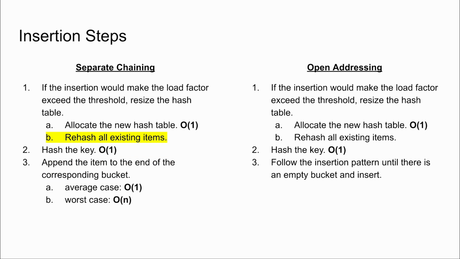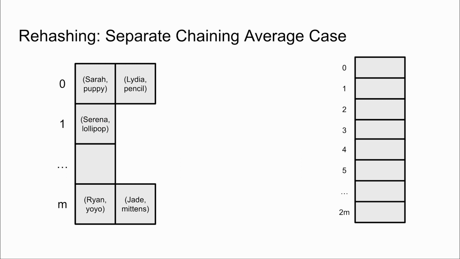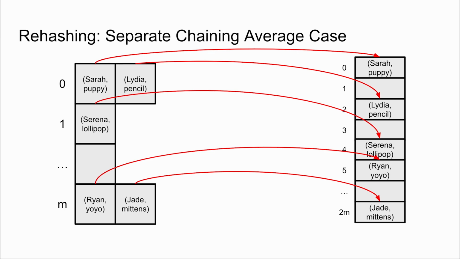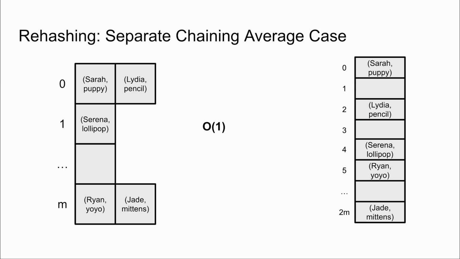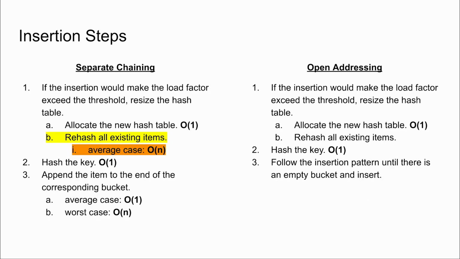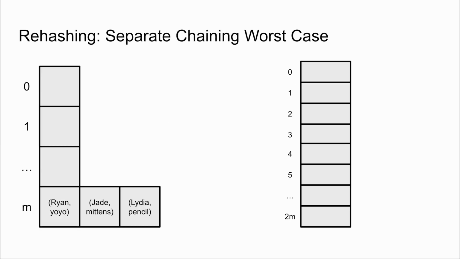Now, what about when we need to resize? Let's look at the cost of rehashing all existing items. In the average case, rehashing will look something like this. We have our old hash table and our new hash table, and when we rehash, the items are spread out pretty uniformly across our new hash table. It takes O of 1 to reinsert one item, and there are n items, for a total of O of n runtime. Then, the average case rehashing takes O of n time. But how about the worst case?